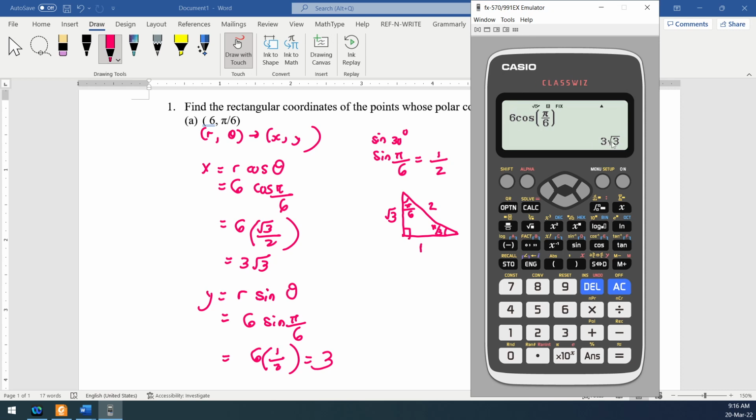If you want the answer in terms of 3 root 3, you need the Casio ES Plus or onward, the latest model, where you can plot the graph by scanning the QR code. You see the QR here? And then if you want the y, this is sin. Check the sin, so 3. Is it okay? This is polar to Cartesian.